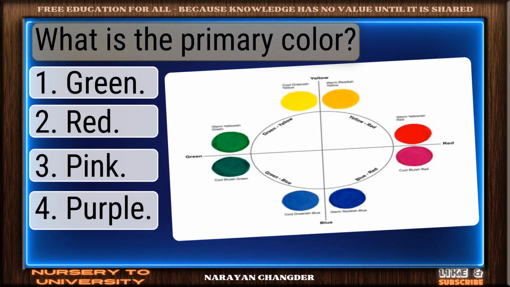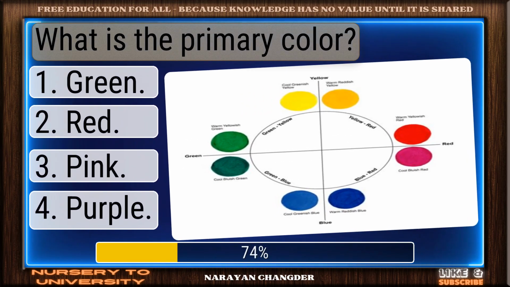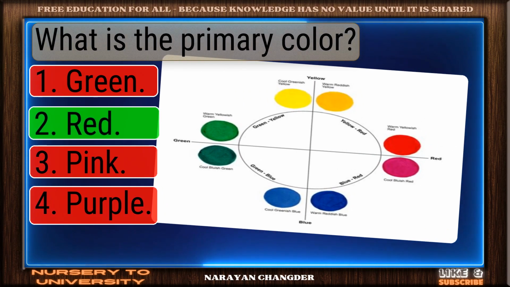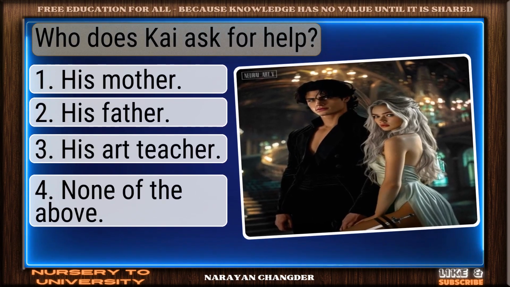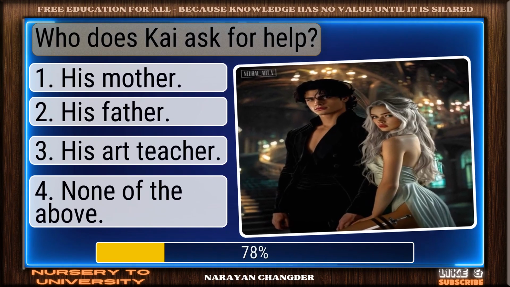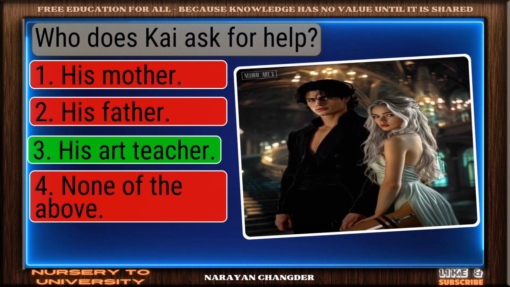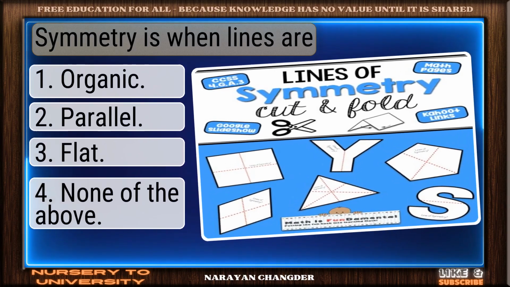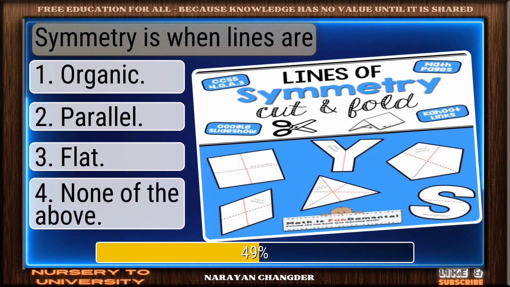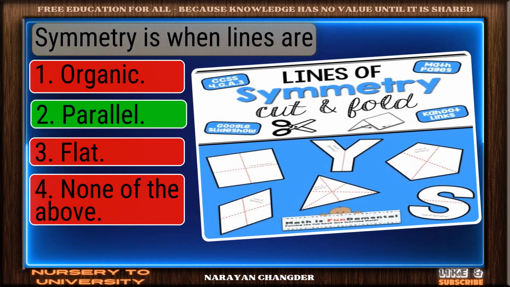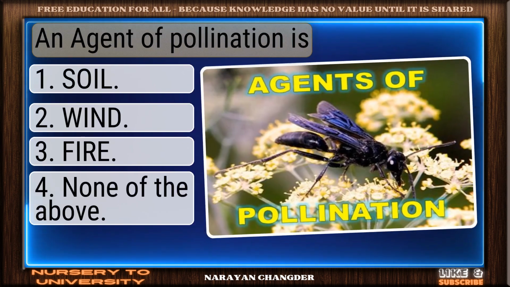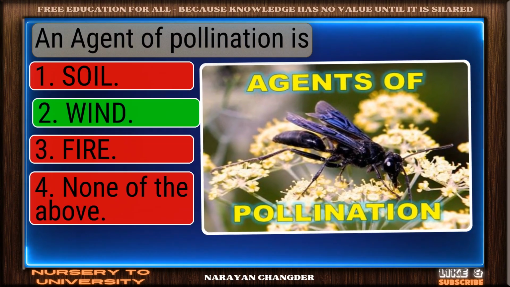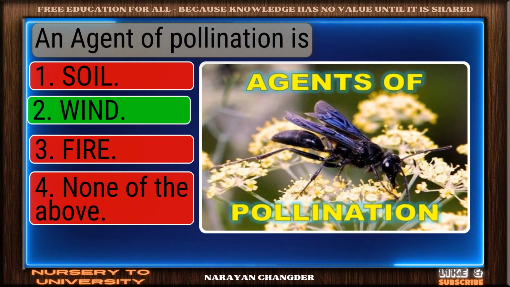What is the primary color? Well reasoned. Red is the correct choice. Who does Kai ask for help? Strong choice. His art teacher is the right answer. Symmetry is when lines are. Bravo. Parallel is the answer. An agent of pollination is. Smart move. Wind is an accurate answer.